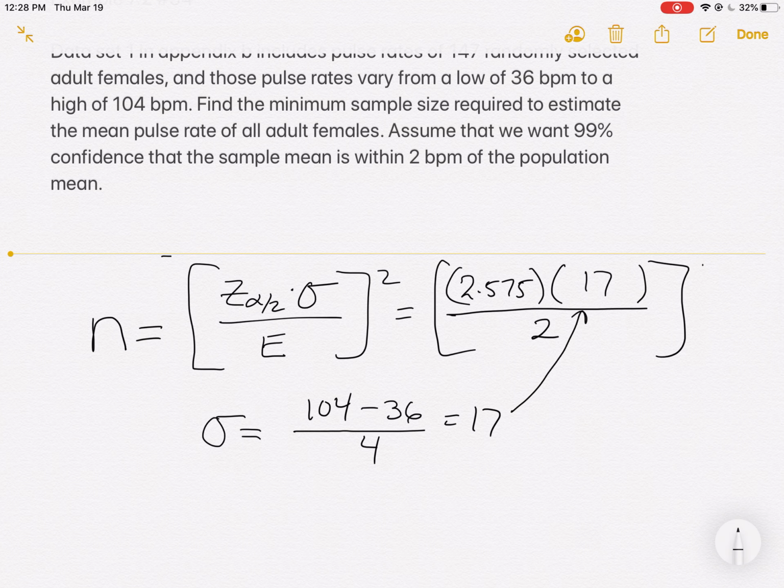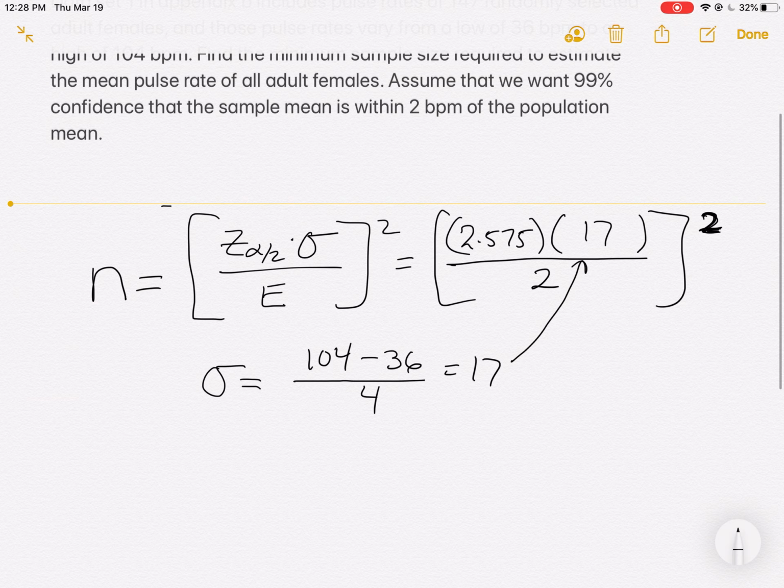Now, one thing I want to make sure you don't forget is to square it. So I kind of held off putting that square. It might have driven some of you nuts, but there's that square. I have seen it where the answer comes in not as large as it could be because somebody forgets to square. So 2.575 times 17 divided by 2 is going to give us a number, but we're going to immediately square that number, and we're looking at this.